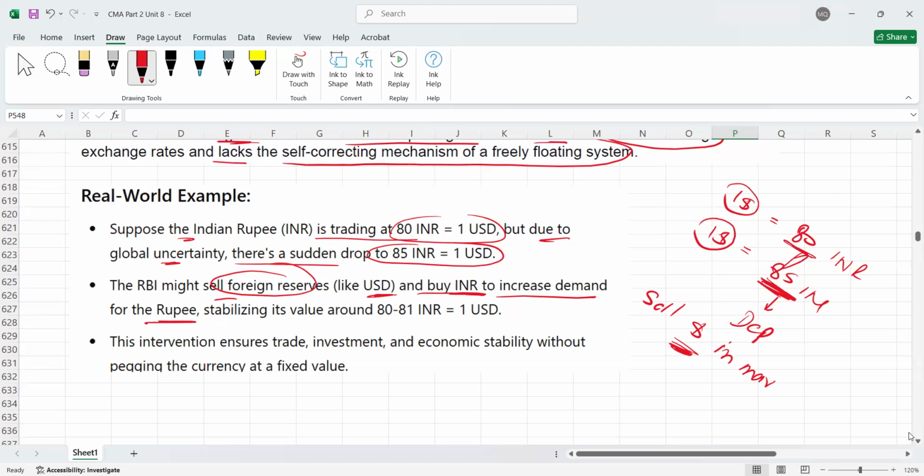So this is the managed float, and there is an advantage. The advantage is that if you are managing it properly, it can remove certain kinds of risks also. If you are managing properly, but still there is a risk, because it has the feature of a freely floating exchange rate system.